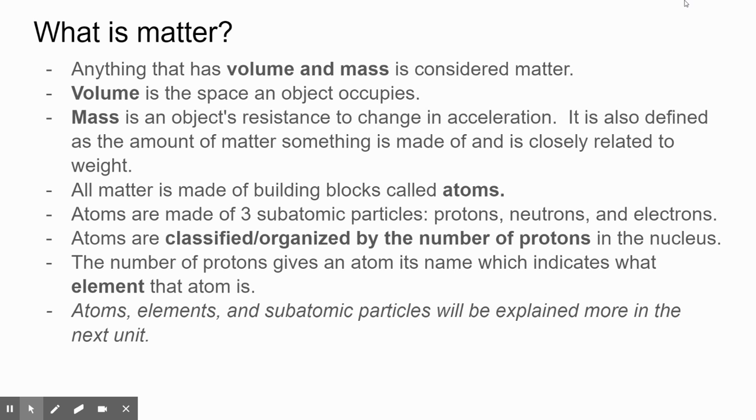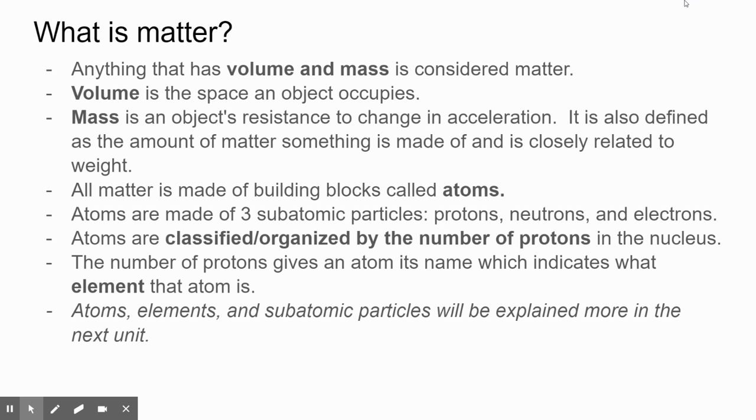But if you think about it, atoms are made of 3 subatomic particles. Sub meaning smaller than atomic particles, so smaller than an atom. They're made of protons, neutrons, and electrons, and those are also matter. They have mass and they have volume, so they technically are matter. So it's a little bit of a fib when we say that all matter is made of building blocks called atoms, but as far as we're concerned, we're only considering matter as something that's made of atoms.